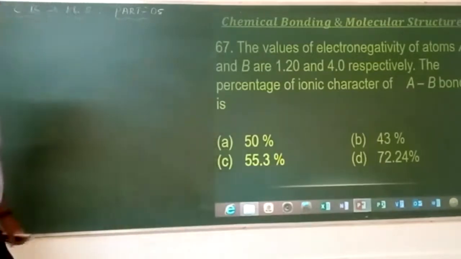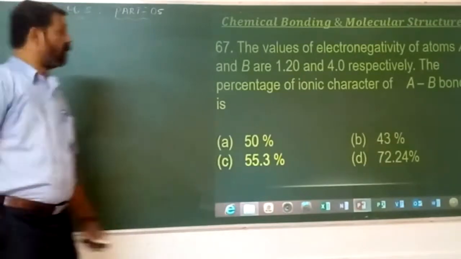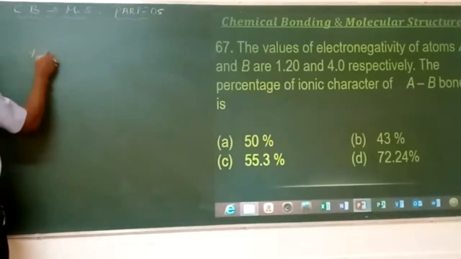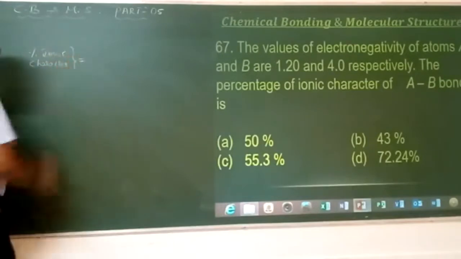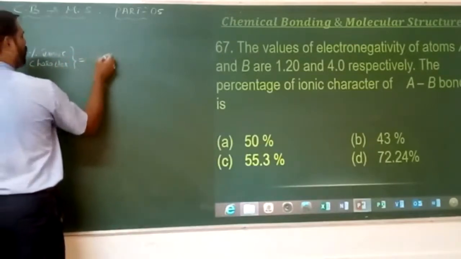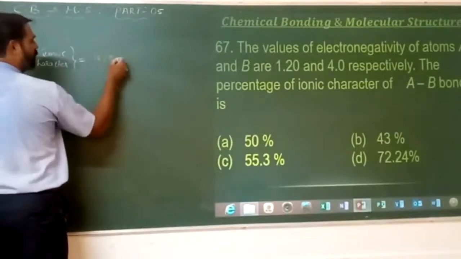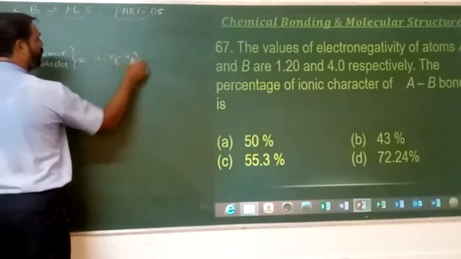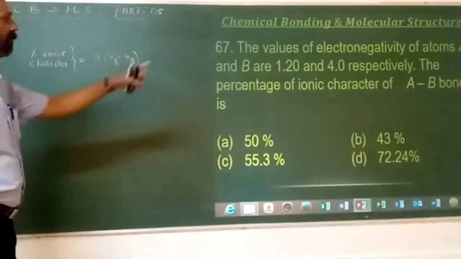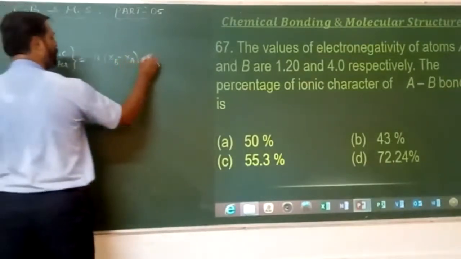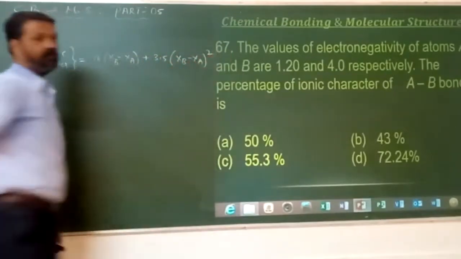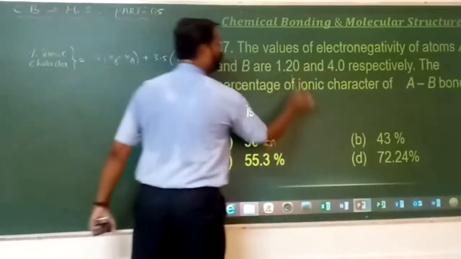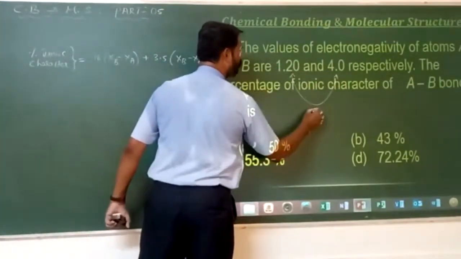But here in this case, it is given in the form of the difference in electronegativity. Here, the percentage of ionic character is calculated by the formula equal to 16 times (xa minus xb), or here it is xb minus xa, because B is greater than A. Therefore, it is 16 times (xb minus xa) plus 3.5 into (xb minus xa) whole square. So here the difference of these two is, I think, 2.8.